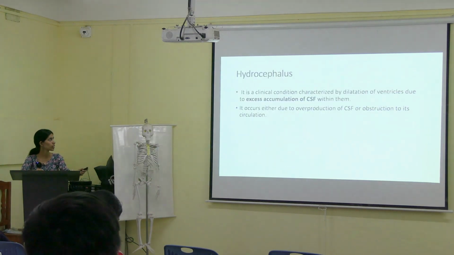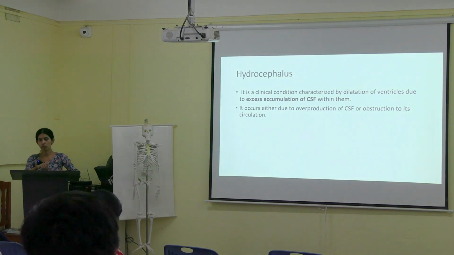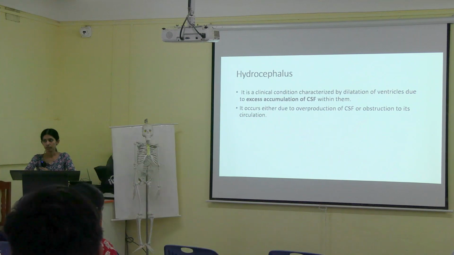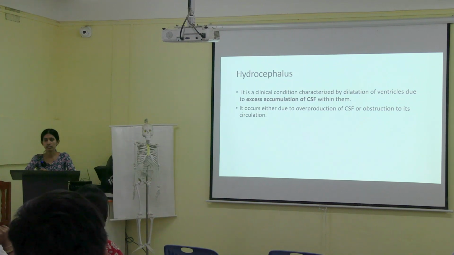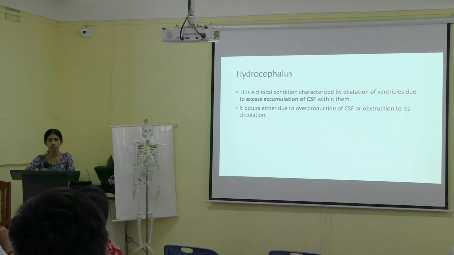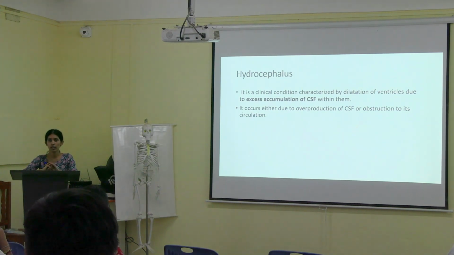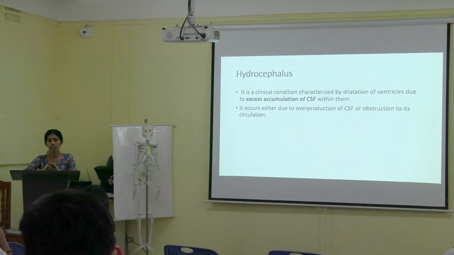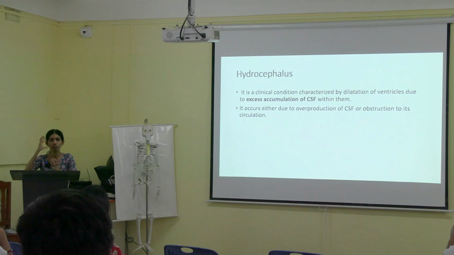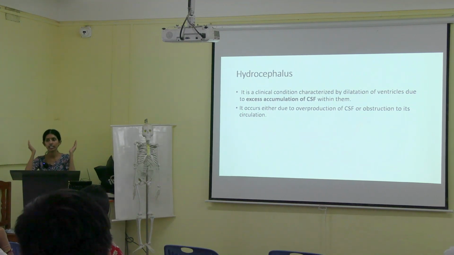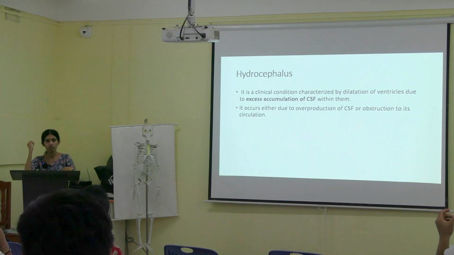Done? Okay. The next condition is hydrocephalus. What do you mean by hydrocephalus? Excess accumulation of fluid. Enlargement of head area. Any other answers? So when there is excess accumulation of your cerebrospinal fluid in your ventricle area, it will lead to a condition called hydrocephalus. When hydrocephalus happens, your brain or head area will increase in size. I can say it will bulge.